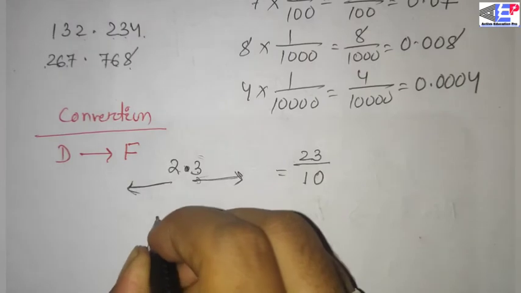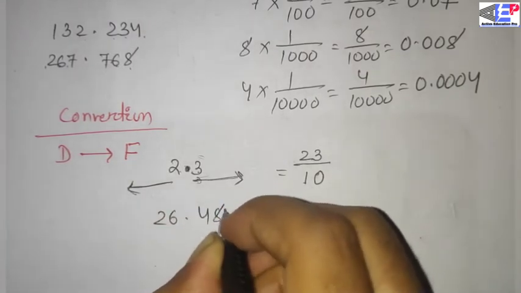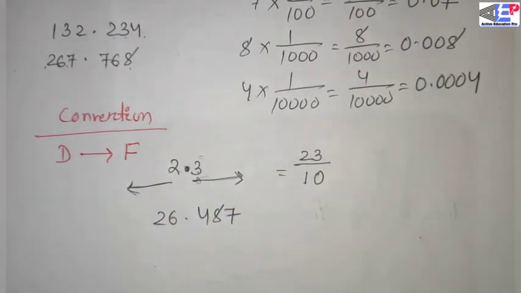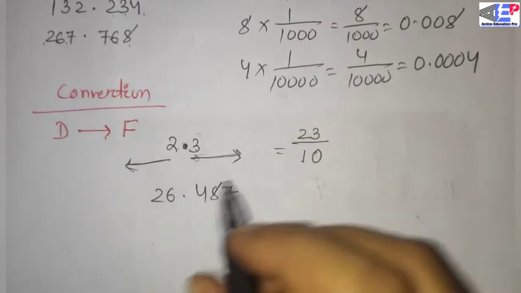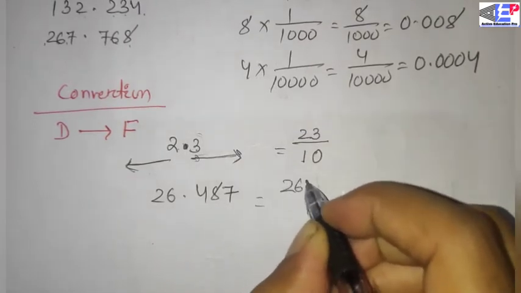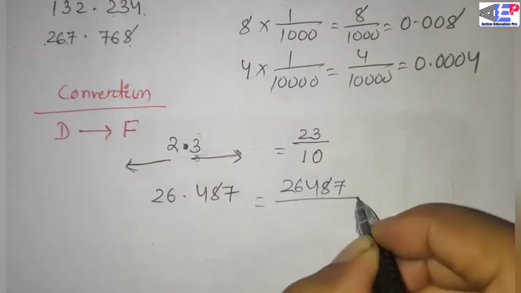Next one, suppose another example is 26.487. So you first have to write 26487.